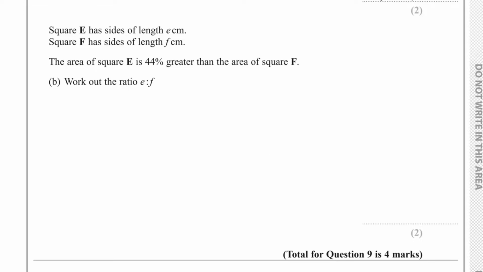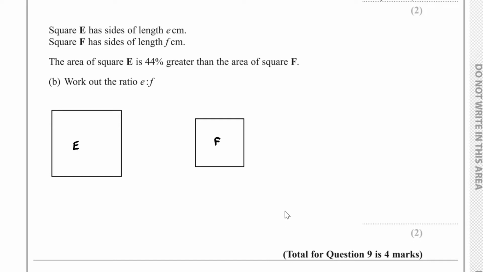So for this question, we see over here the area of E is 44% greater than the area of F. So to go from F to E, we multiply by 1.44. So this 1.44 would represent the area scale factor. And therefore the length scale factor would represent the square root of the 1.44. So the length scale factor would be 1.2.